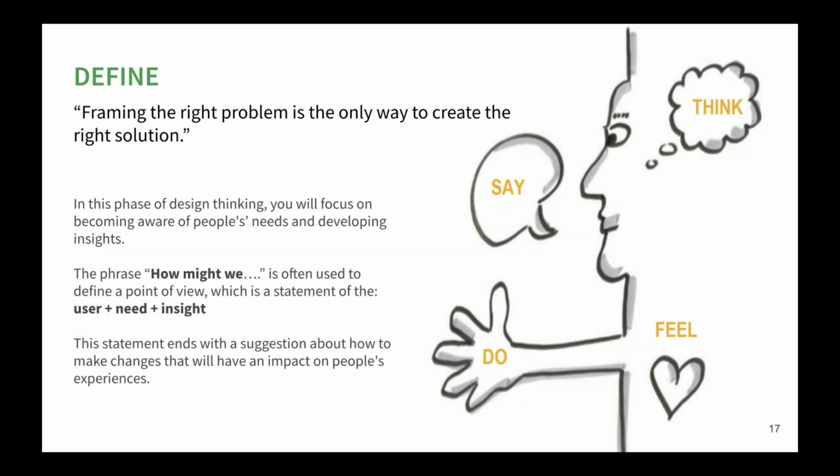There is a very common phrase which we use in the define stage, which is "how might we." It gives you a point of view, which is a statement of what the user needs and what his insights are.